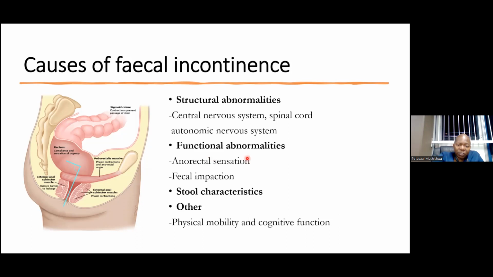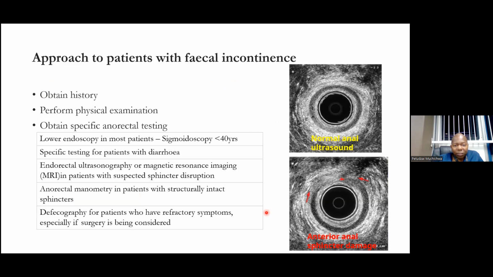In terms of functional abnormalities, when we do have impaired anorectal sensation as a result of obstetric injury or other insult to the central nervous system, or in patients with diabetes, they can come with incontinence. Then other causes of fecal incontinence that we have to be aware of: physical mobility, cognitive dysfunction. How do we approach a patient with fecal incontinence?